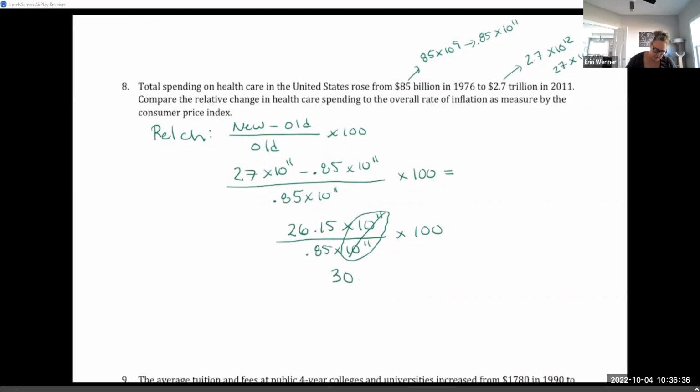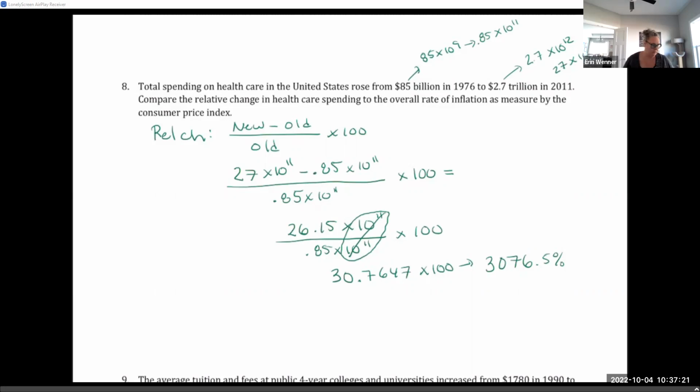which gives us 30.7647. And of course, that decimal keeps going, but we're going to truncate it, times 100, which gives us a 3,076.5% increase in spending on healthcare. Crazy amount of money. So the question is, did that stay consistent with inflation?